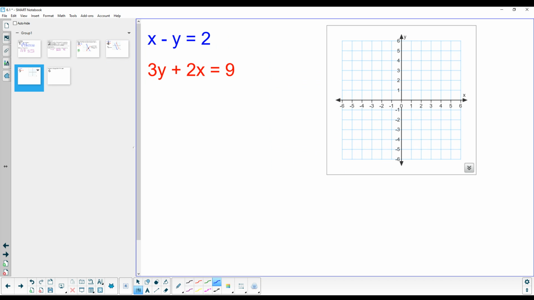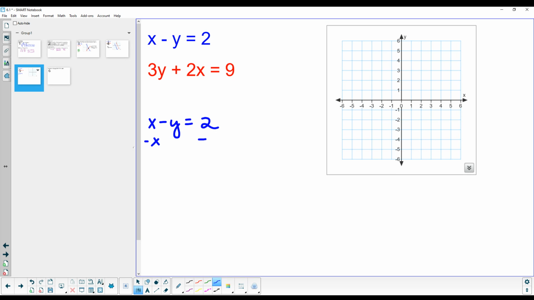Okay, so another one here. We have x minus y equals 2 and 3y plus 2x equals 9. So the first thing you need to understand is that these are not in the right format. I need them to look like y equals mx plus b. So if I'm looking at my first problem, I'm trying to solve this like you did on the bell work. I'm trying to get y by itself.